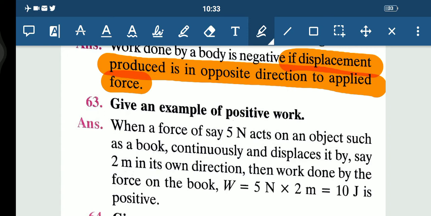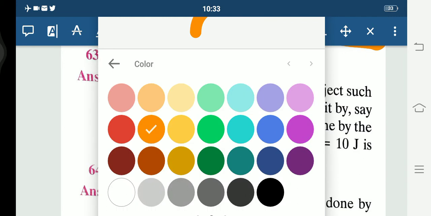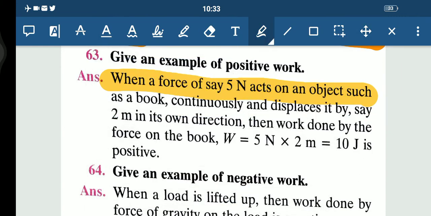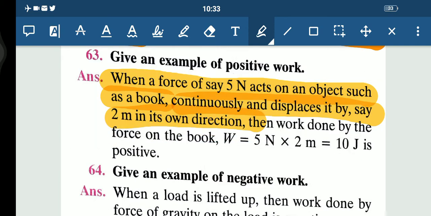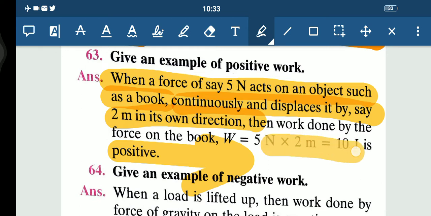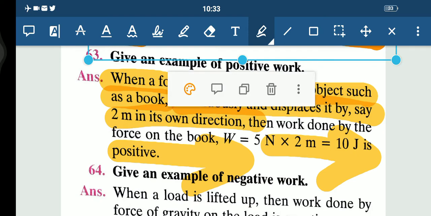What about the positive work done? If I ask you for an example of positive work done: when a force of say 5 Newton acts on a body such as a book, and it displaces it by 2 meter in its own direction. It could be any example, beta. If we are applying the force in this direction, the displacement is also in this direction, so we say that the work done is positive.